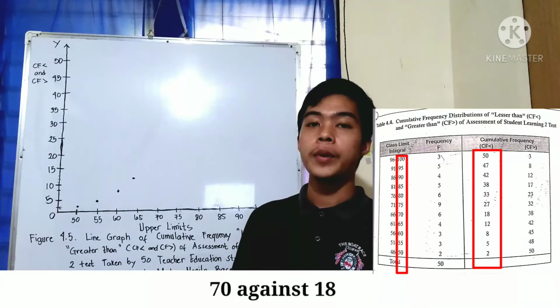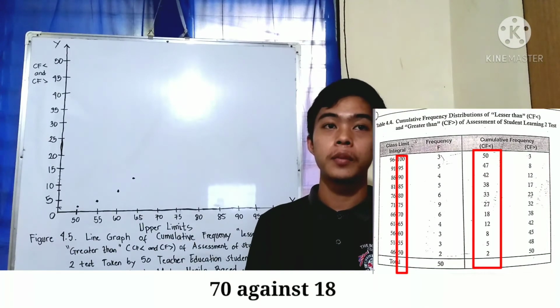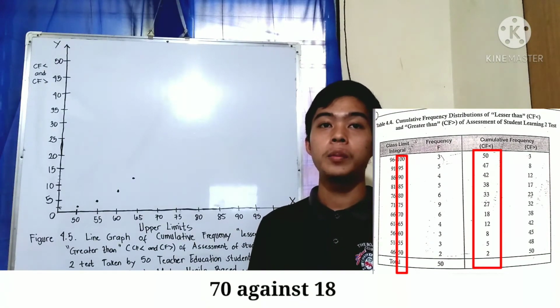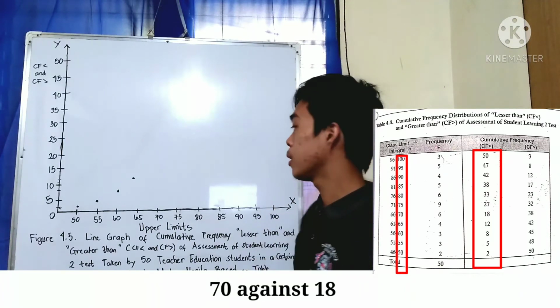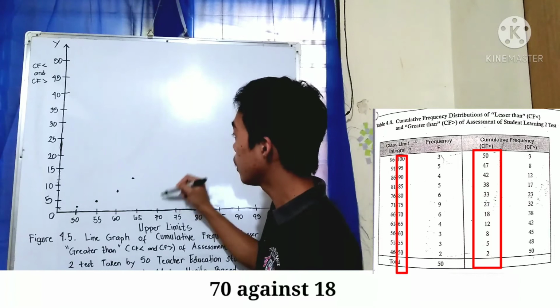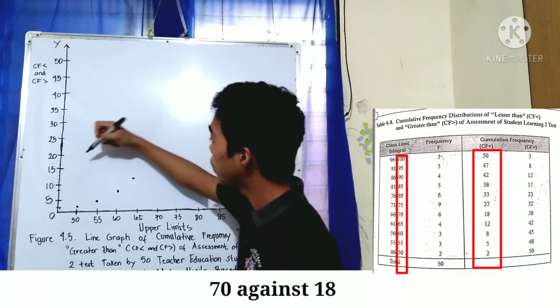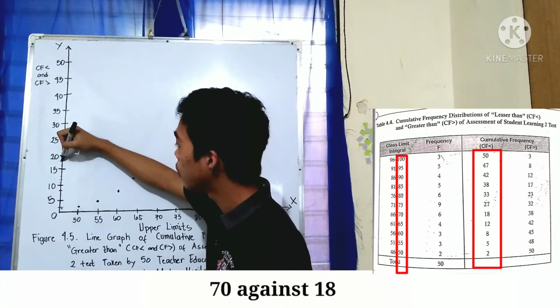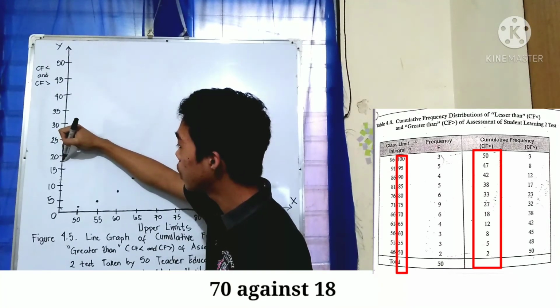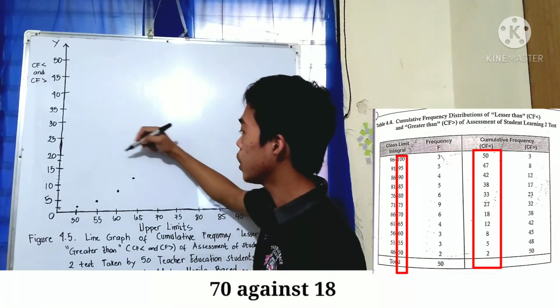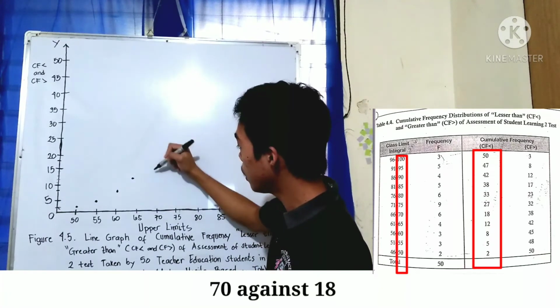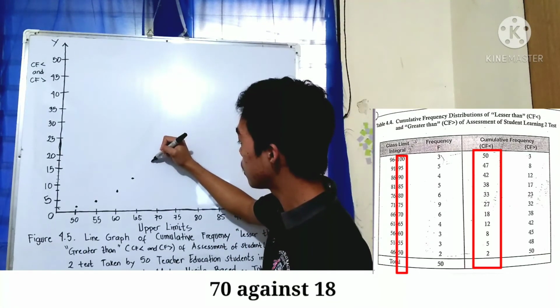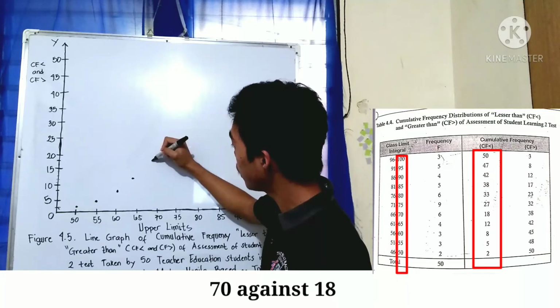Next, the upper class limit of 70, there you will plot 70 against 18. So 18 must be here, in the middle of 15 and 20. So 70 against 18, right?